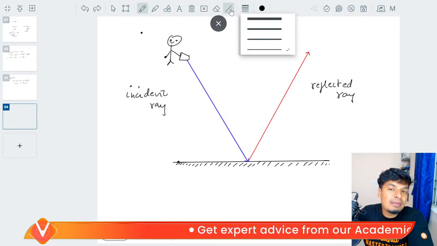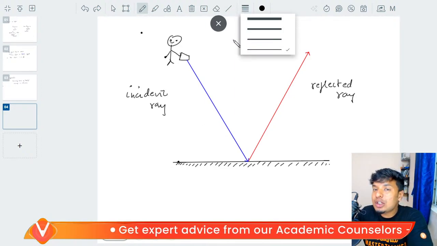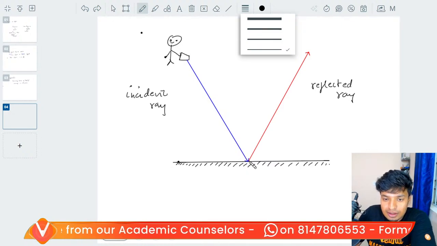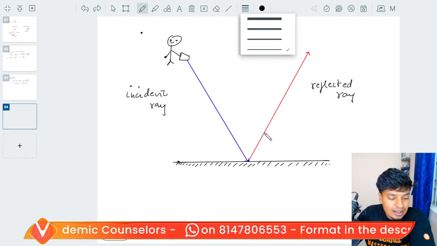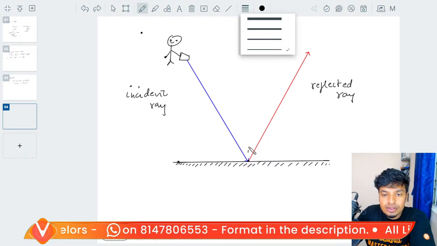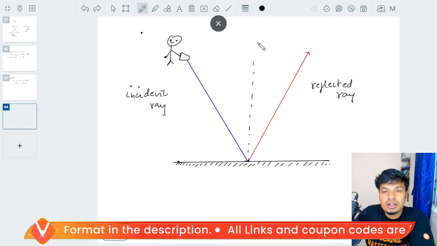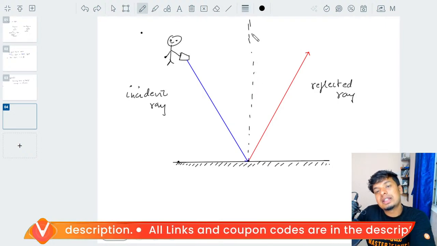I am drawing an imaginary line at the point of incidence. Where is the point of incidence? Here. Here is the point of incidence. I am going to draw this normal line.